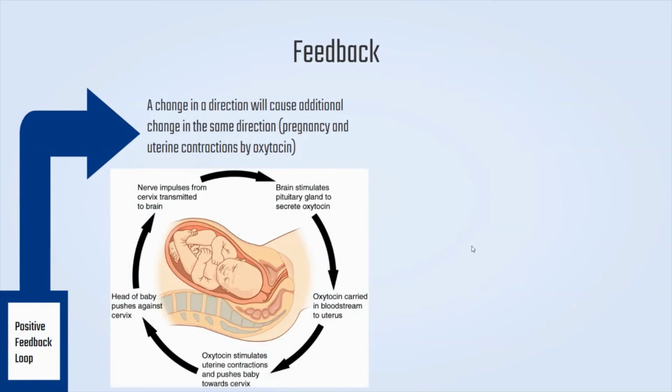Finally, let's talk about feedback. So positive feedback is when a change in a certain direction will cause additional change in the same direction. And one example is pregnancy and the uterine contractions by oxytocin. So in this example, the brain will stimulate the pituitary gland to secrete something called oxytocin, and this will cause uterine contractions. And as the head of the baby pushes against the cervix, the nerve impulses of the cervix will transmit to the brain, and that will cause further contractions of oxytocin.